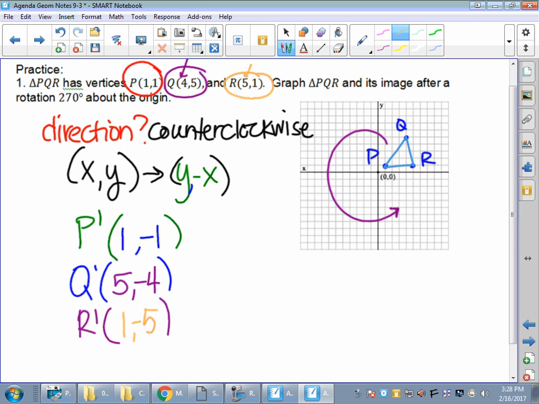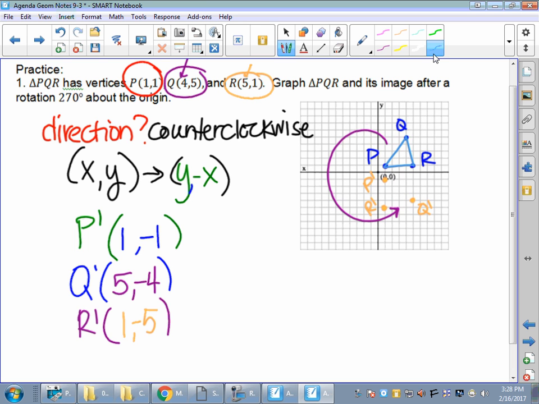So I've got point P prime at 1, negative 1. Point Q prime is at 5, negative 4. And R prime is at 1, negative 5.